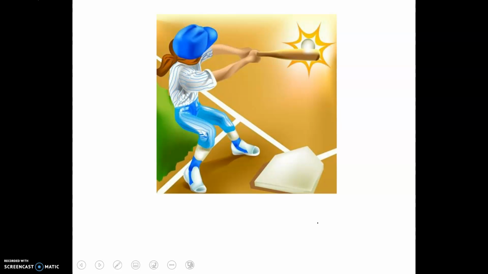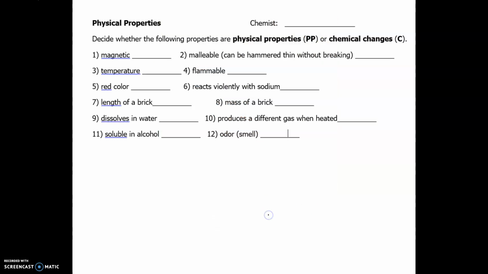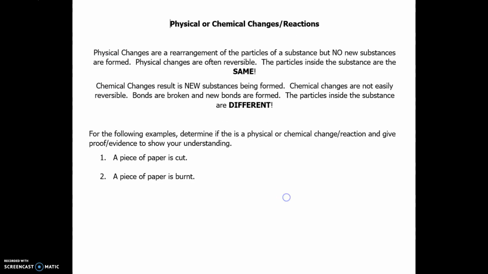And then hitting a baseball. Is there anything happening that we can't possibly reverse? Nope. Physical. Okay, so I want you to go through your practice questions. So you have a sheet on physical properties and another one going through physical properties and the changes in reactions.